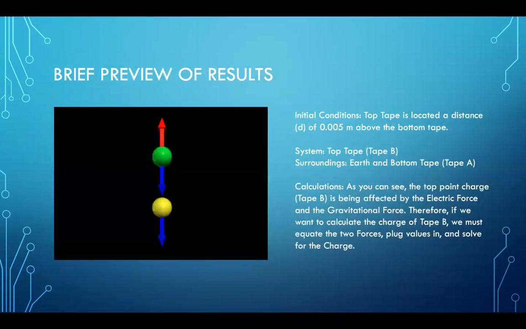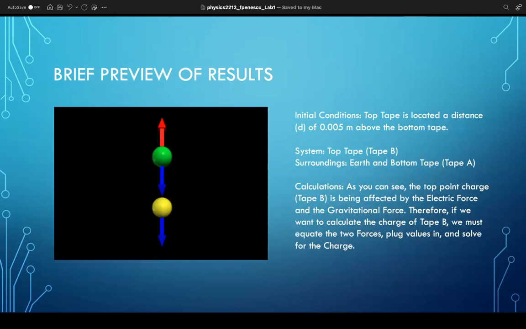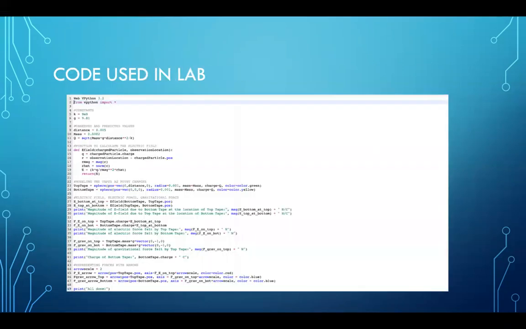Here's a brief preview of the results. For the initial conditions, the top tape is located at distance d of 0.005 meters above the bottom tape. The system is the top tape, and the surroundings are Earth and the bottom tape. As you can see, the top point charge is being affected by the electric force and the gravitational force. Therefore, if we want to calculate the charge of tape B, we must equate the two forces, plug values in, and solve for the charge.